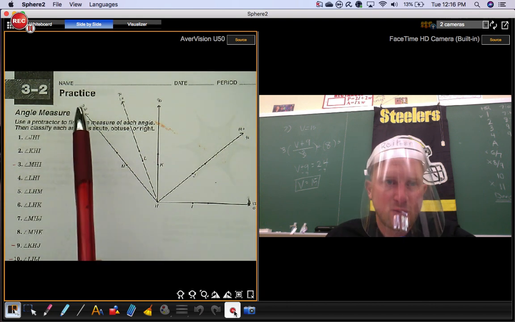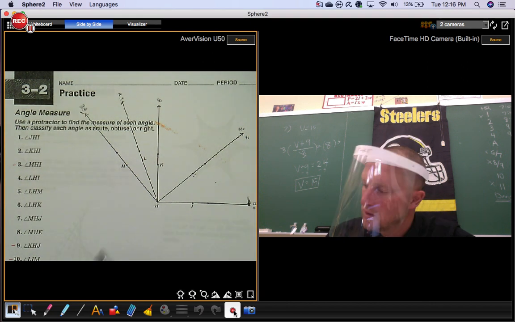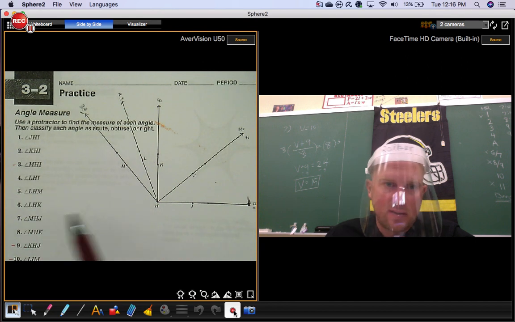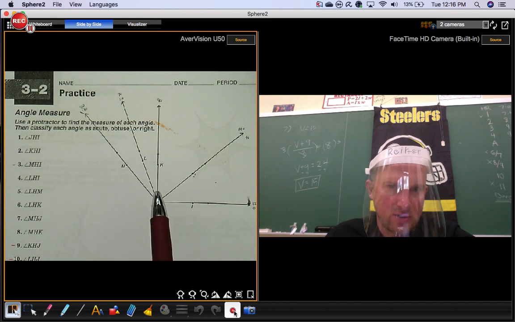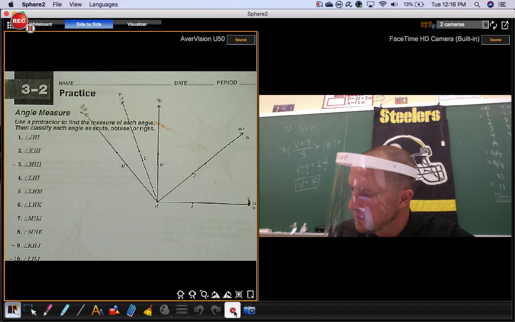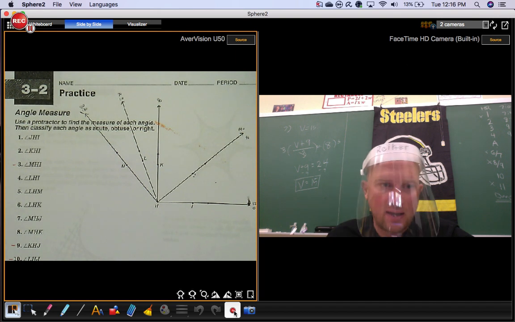This is the practice worksheet for section 3.2. We're going to find the measures of these angles by using our protractor postulate. We're going to do numbers 3, 9, and 10 in this section.